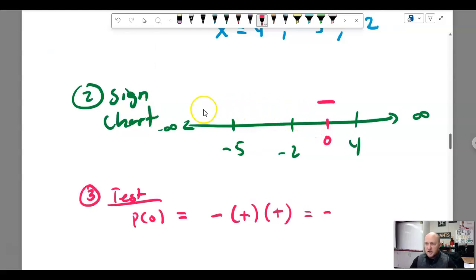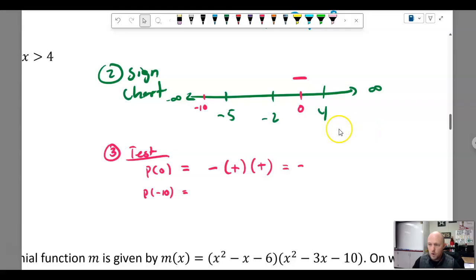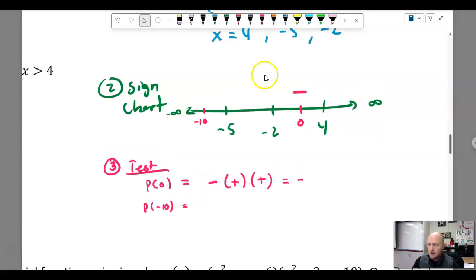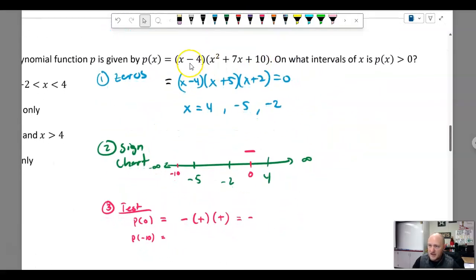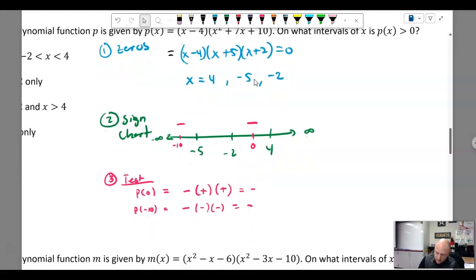Okay. Well, check it out. I have 1, 2, 3 more intervals. So I have to do this again for all of these intervals. So, okay, -10, I like 10s and 1s and 0s. But let's check this out. -10 minus 4, well, that's negative. -10 plus 5, well, that's negative. -10 plus 2, well, that's negative. So here I have 3 negatives. This is negative.